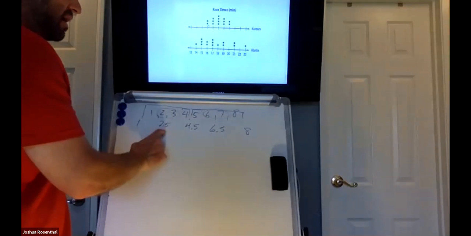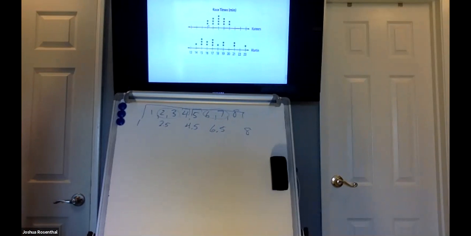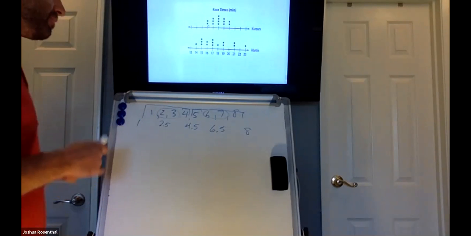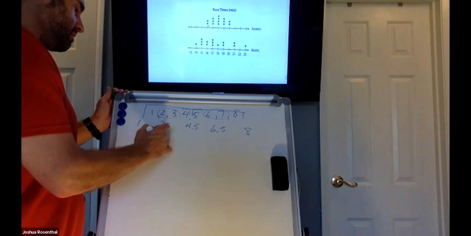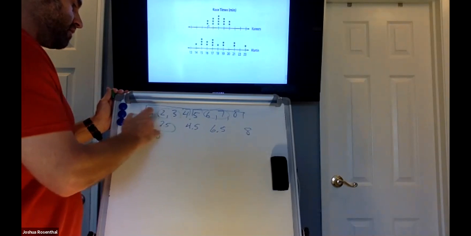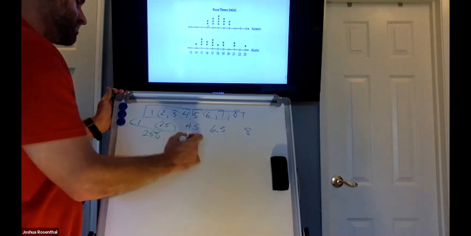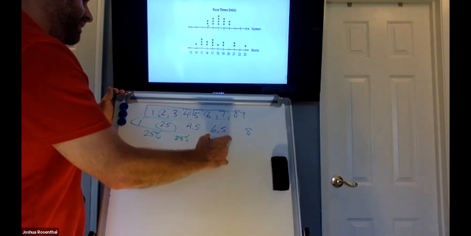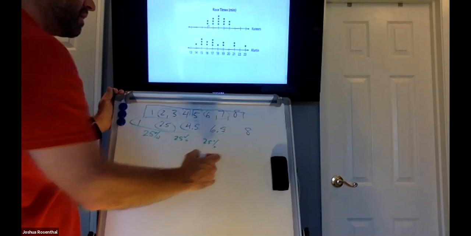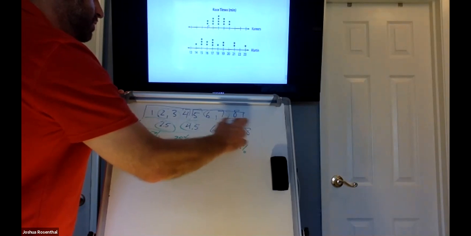Wait, so I understand how there's the median, the lower extreme and the upper extreme, but what are the two other points? Lower quartile and upper quartile. What does that mean? It means that 25% of your data is between those numbers, and 25% of your data is between those numbers.